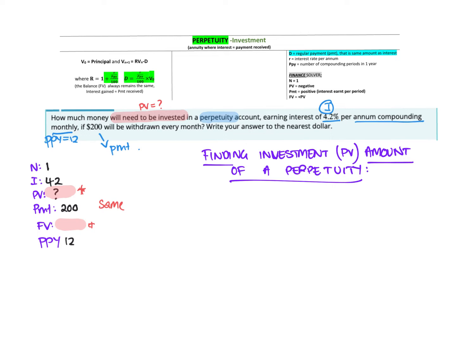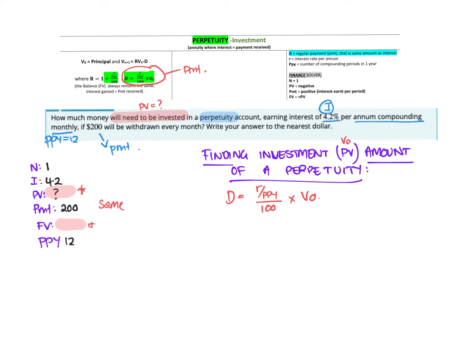So up here if you look up in the formula, remember this D value up here is actually the payment, yeah? And if we wrote that, we'll write out the formula. So D equals R over PPY over 100 times VO. Now, if we remember, PV is actually our VO, isn't it? It's our initial value.